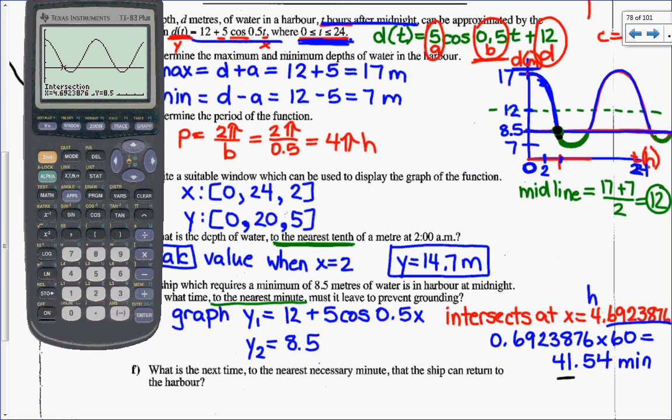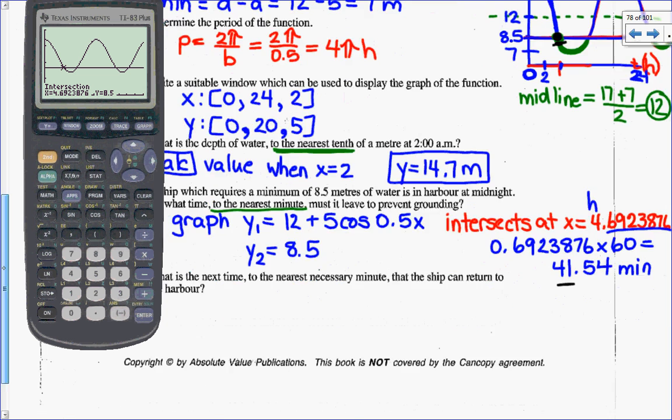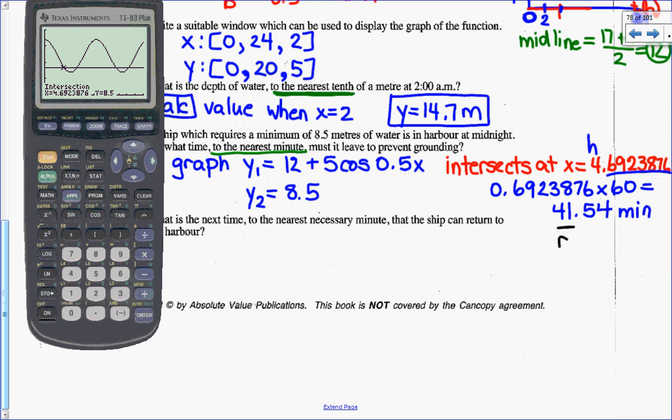So in this case, instead of going with regular mathematical rounding rules, I have to look at the scenario and say to myself, would it make sense to round that up to 42? At 42 minutes, that ship is grounded, so no, it wouldn't. So in this case, I'm actually going to round down to 41. So that ship needs to leave the harbor at 4 hours after midnight, which is 4 o'clock, and 41 minutes, 4:41 a.m. That ship needs to be out of the harbor, or it will get grounded.